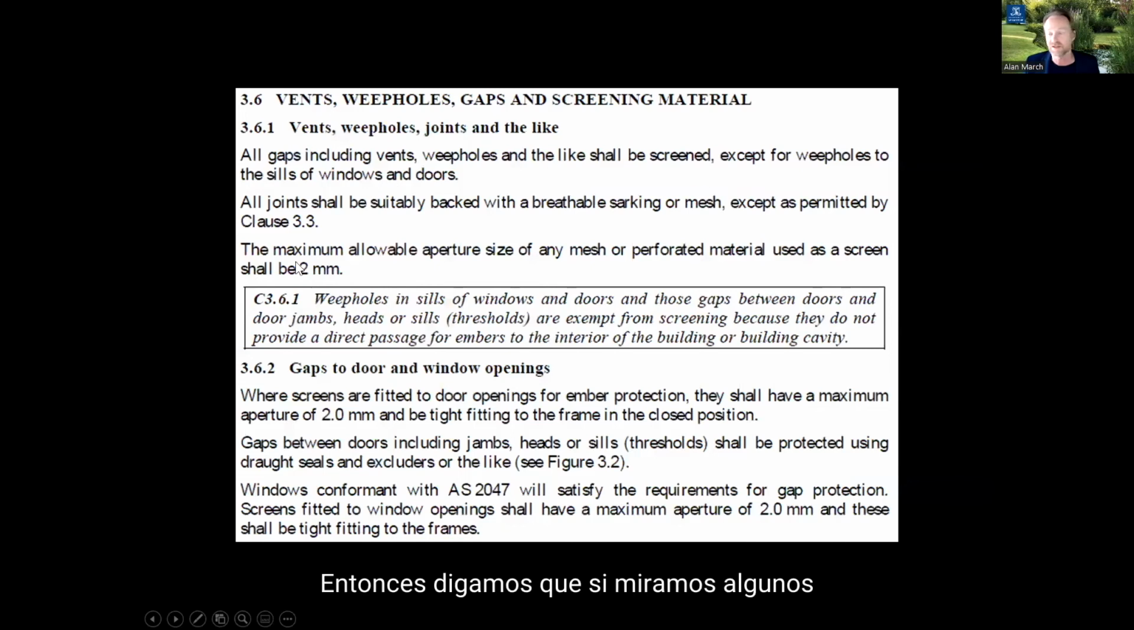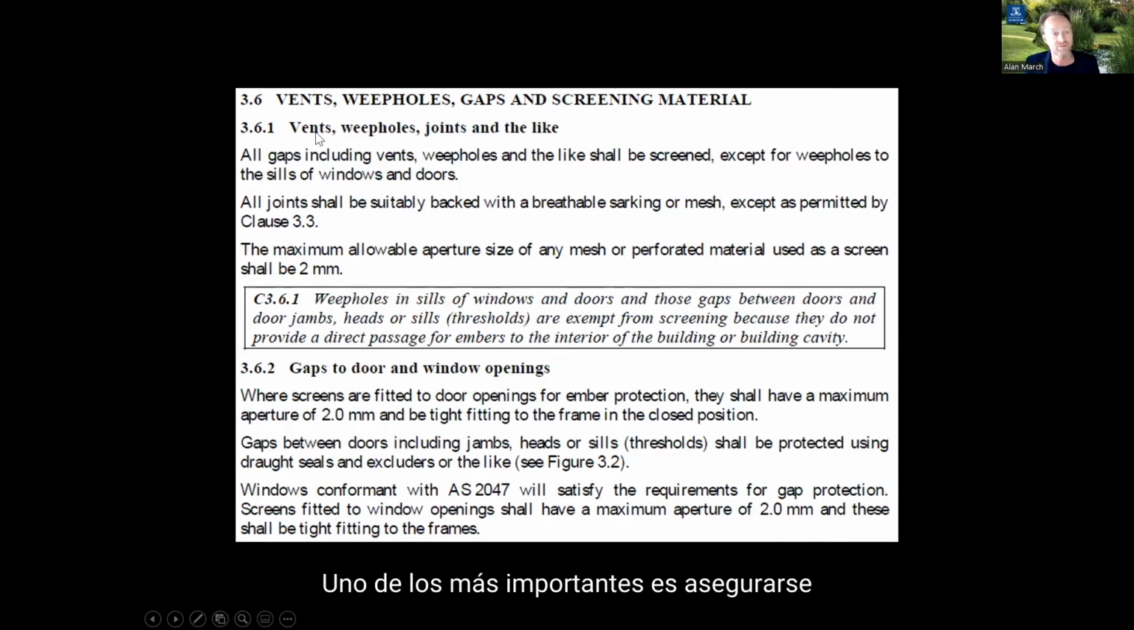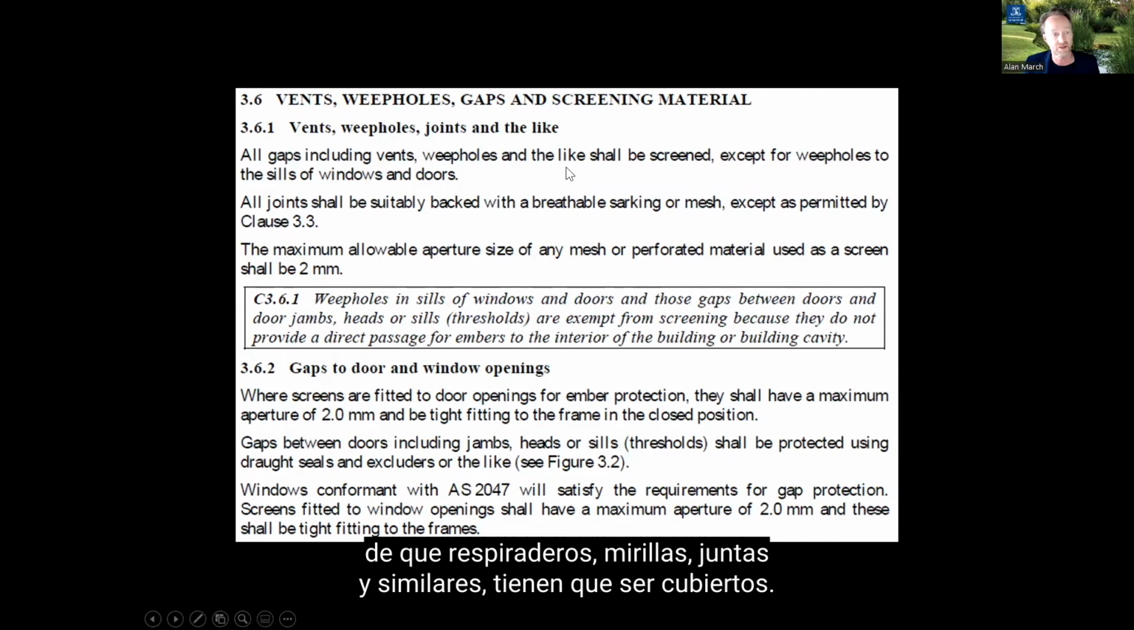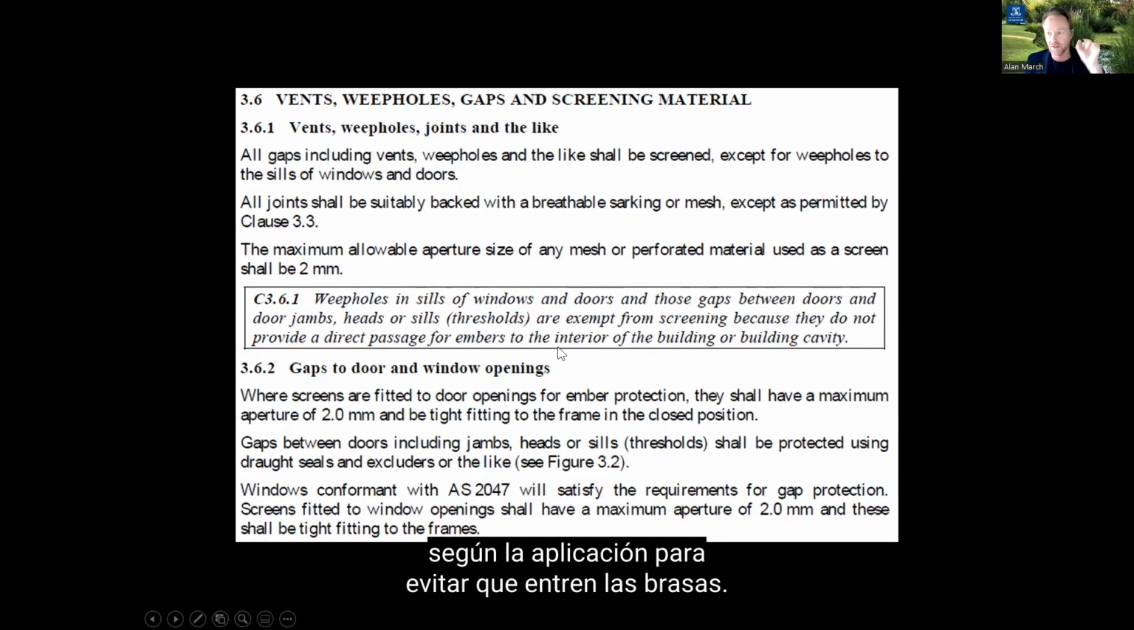Then, say if we look at some of the aspects of section 3 that apply across the different BAL levels, one of the most important ones, making sure vents, weep holes, joints and the like, they have to be screened. And those screens less than 3 millimeters or 2 millimeters, depending on the application, to stop embers going in.